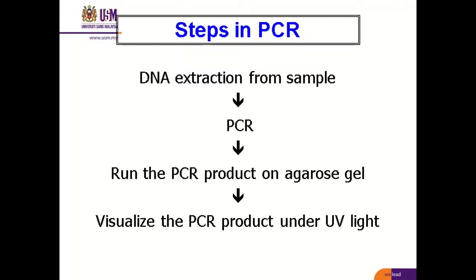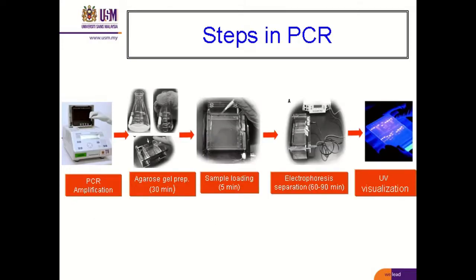So the steps are DNA extraction from the sample, and then we run the PCR, and after that we run the PCR product on agarose gel, and then we visualize the PCR product under UV light. So this is the step. First we run the sample in the machine, then we do the agarose gel preparation, and we load the sample, and we do electrophoresis, and then we visualize the PCR, and we can see the bands on gel electrophoresis.